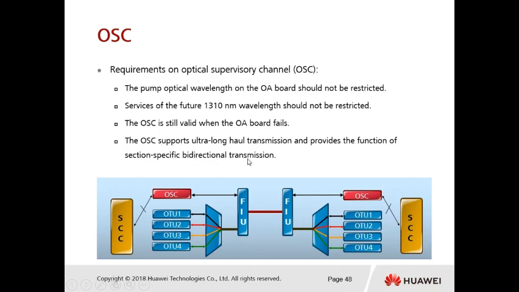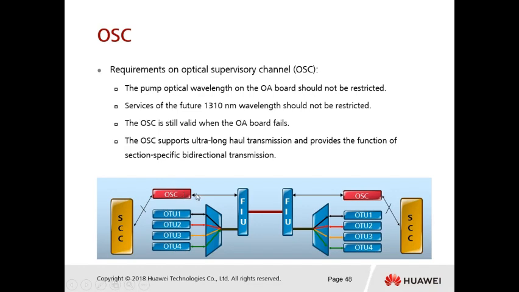Okay, so the last requirement is that the OSC supports ultra-long haul transmission and provides the function of section-specific bidirectional transmission. For this kind of requirement, we produce a very good OSC board. The sensitivity of this OSC board is very good. The receiver sensitivity of OSC can reach minus 48 dBm. That means after long distance transmission, the power has decreased too much, down to minus 48 dBm, and we can still get the OSC signals from this very low power. So that makes our OSC able to support very long haul transmission.